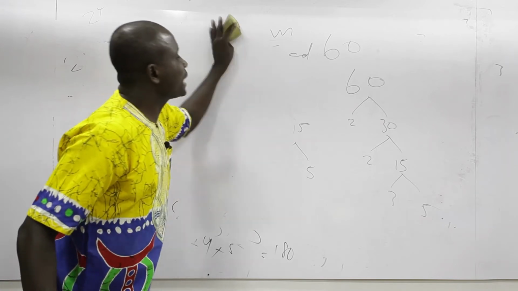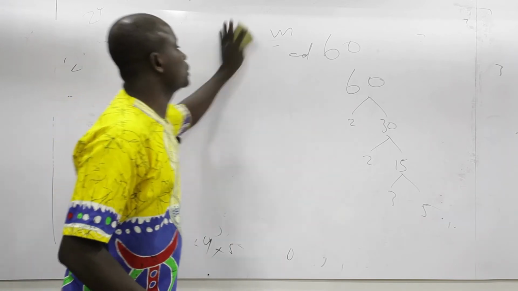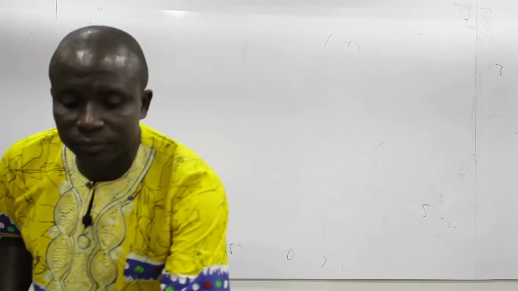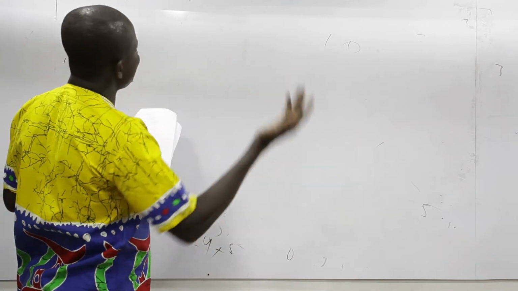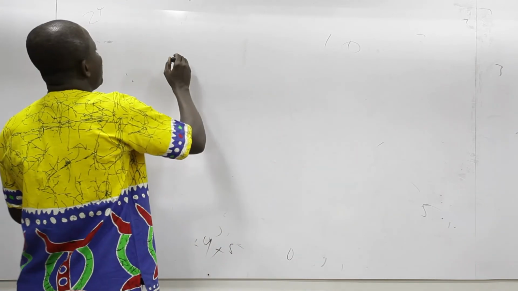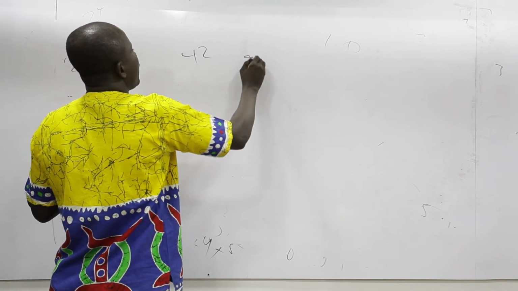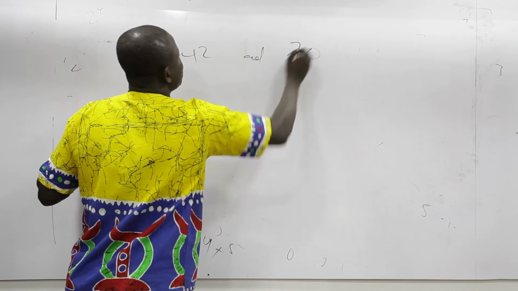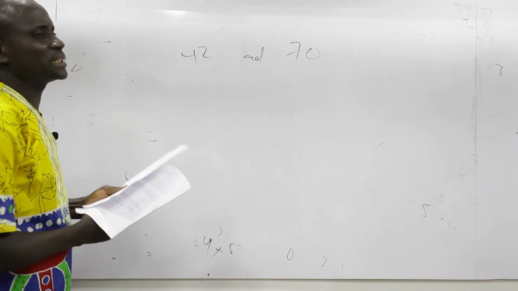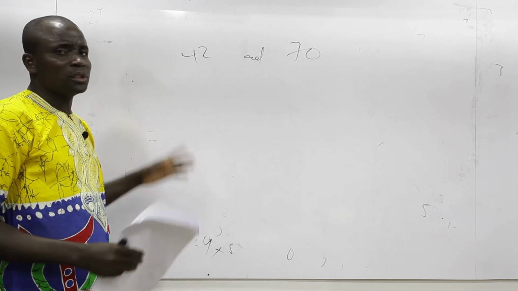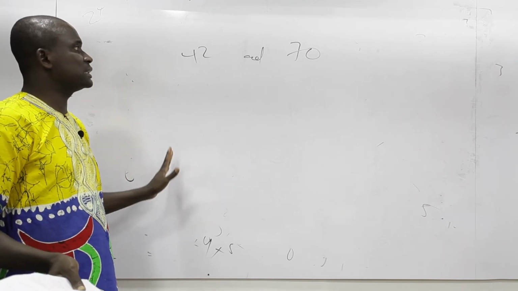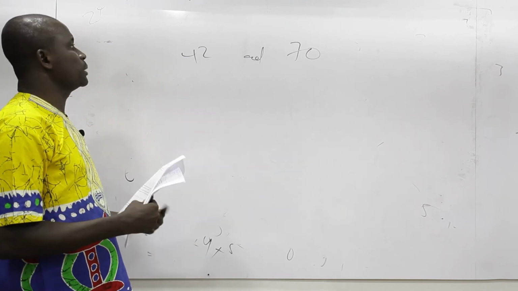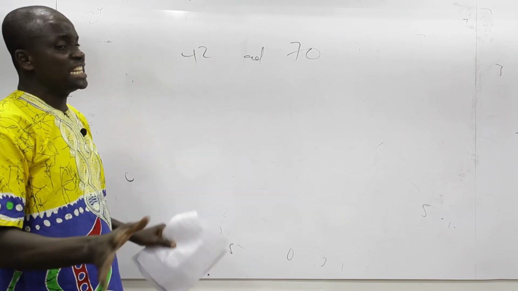So let's see if I can quickly give you another one. When we get that side clear, it will help us a lot because there are a lot of instances that we will be needing that. Let's say 42 and even 70. We want to find the LCM for this. It may be a difficulty if you don't have the ability to find it. So look at how I'm going to do it in a simplified manner.